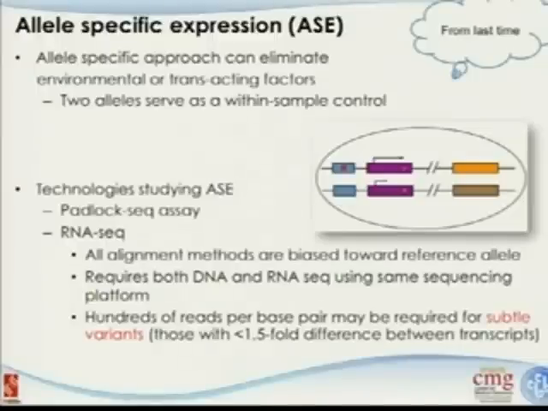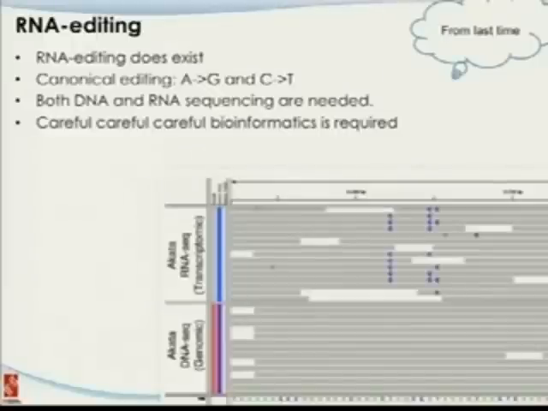Hundreds of reads per base pair may be required for subtle variants, meaning that the expression differences between the two alleles are 1.5-fold or less. I guess you can still study allele-specific expression at this stage, but don't really count on it. Once you propose something, if your focus is on studying allele-specific expression, don't overstate your goal. Sometimes you won't reach it if you're not careful enough, and especially if a reviewer knows about that, it's never a good sign.